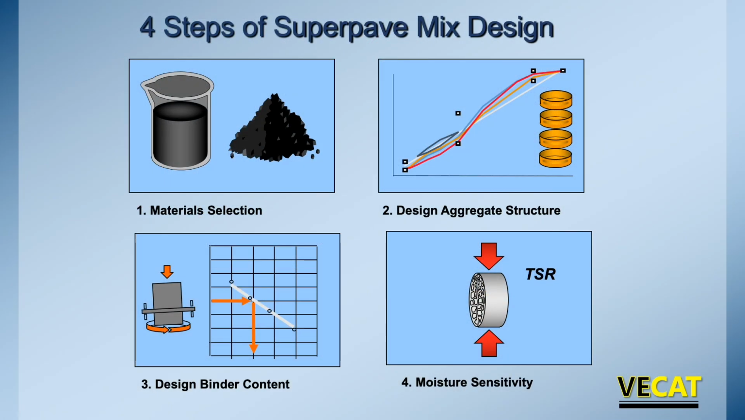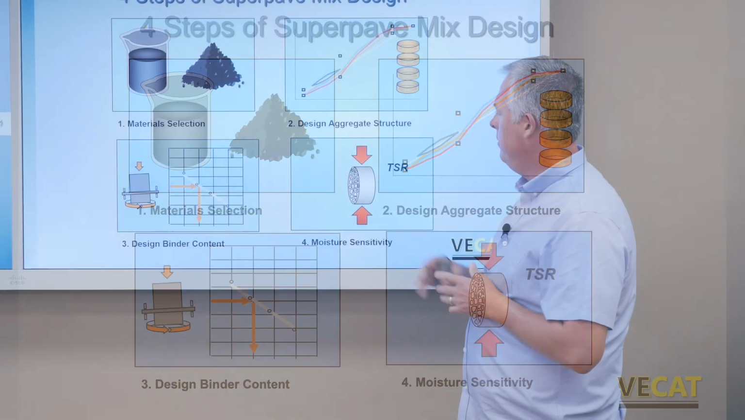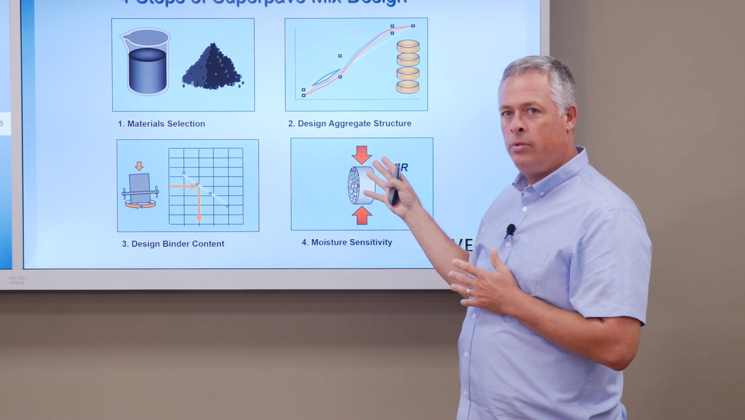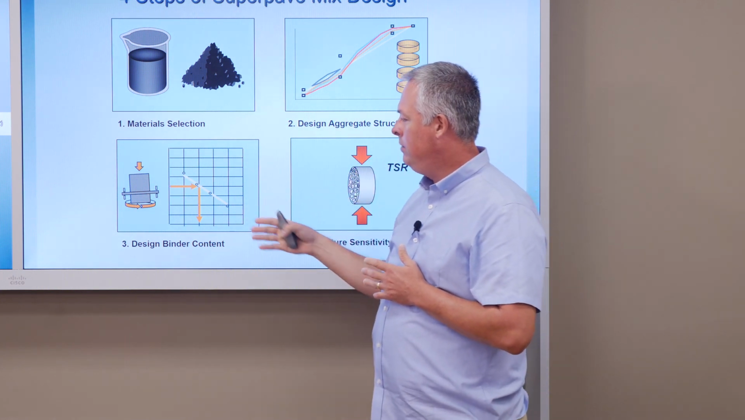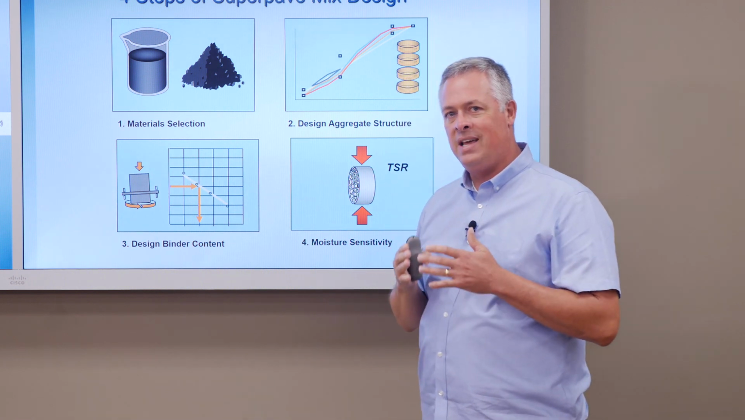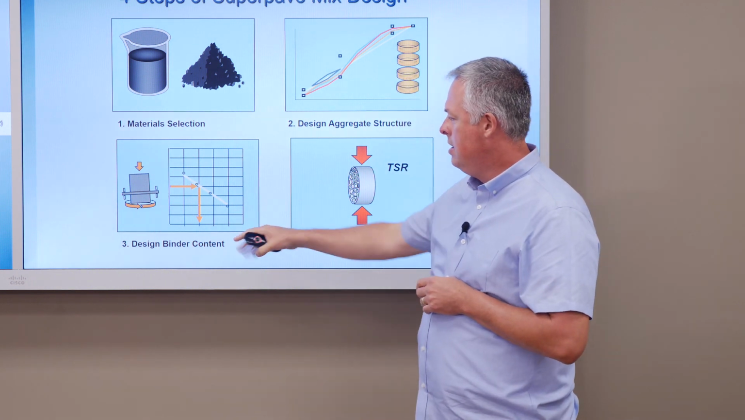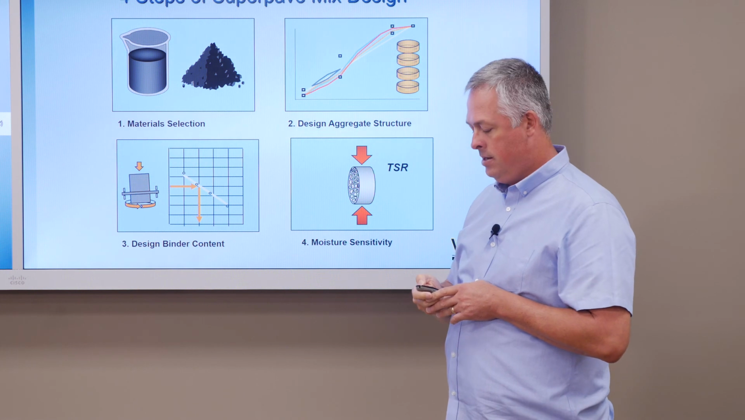So we've done these 3 steps now. We've selected our materials that Danny and Scott took you through. We've tested all of them. We've run our consensus properties. We've come up with a design aggregate structure. We've selected blend 3, or trial blend 3, as our mix that we're going to use. Now we have to basically formalize what that asphalt content is going to be. What is the design binder content?